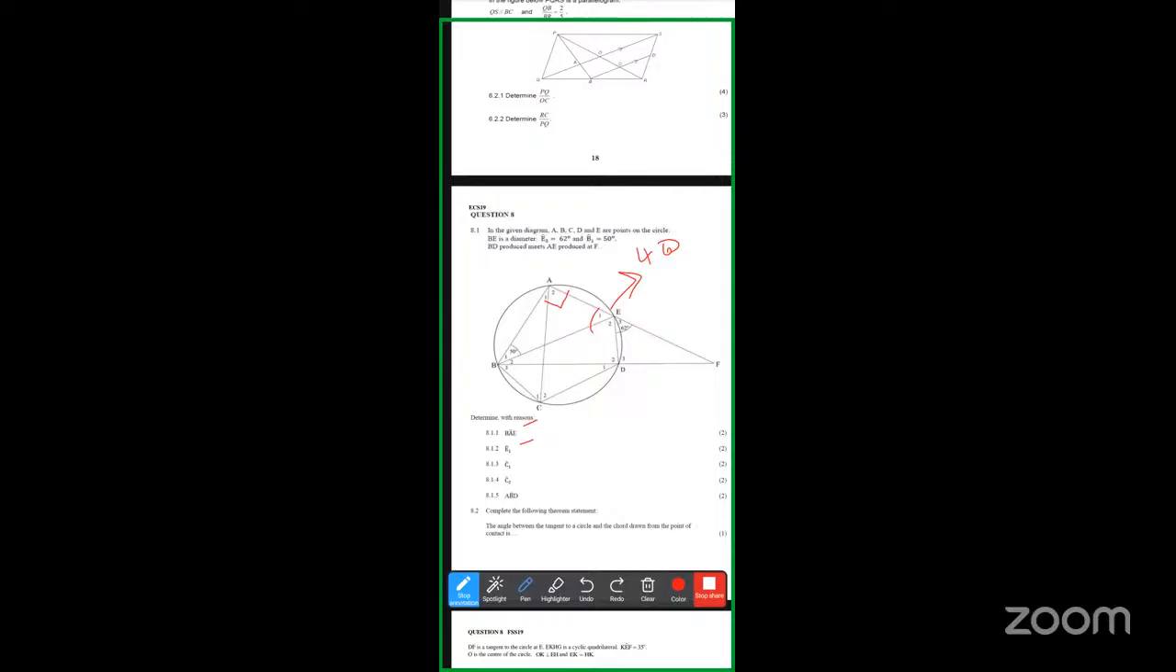Now we want this. We want C1. Giving you guys a hint: you can just see what you have and see what you are looking for. We are looking for this angle, right? So I'm giving you the reason: angles in the same segment. That is going to be your reason. Now I'm asking you the question, what is the size of angle C1?